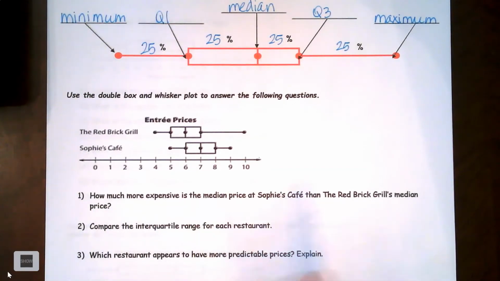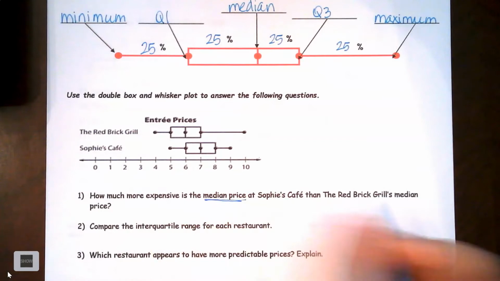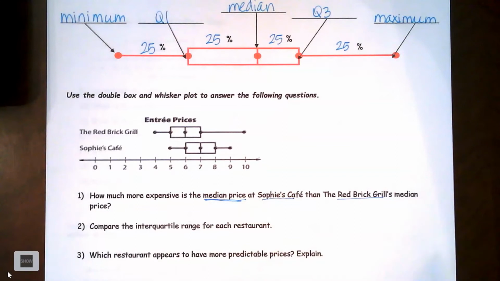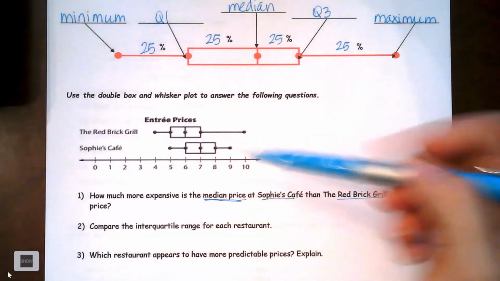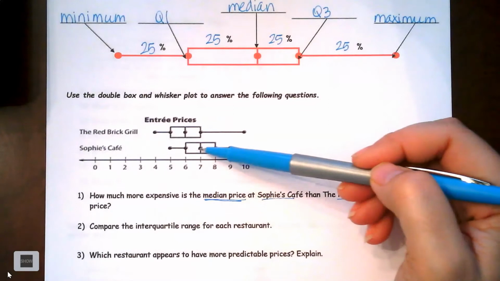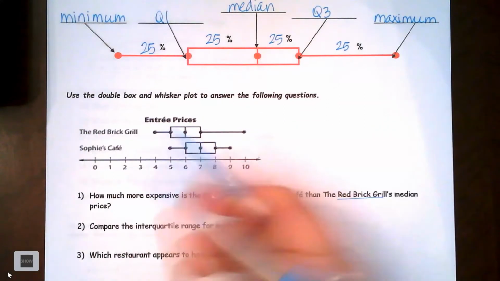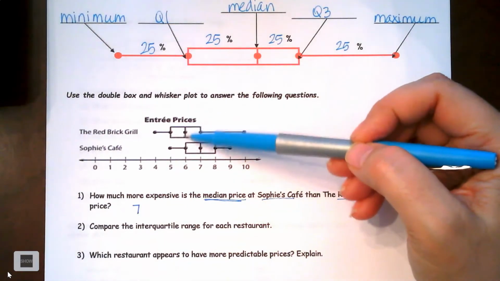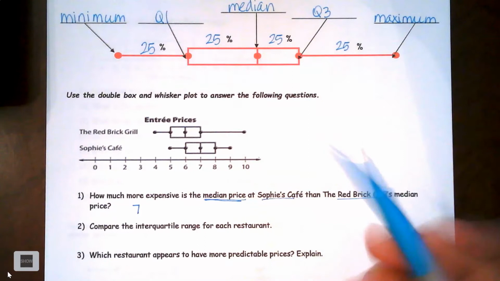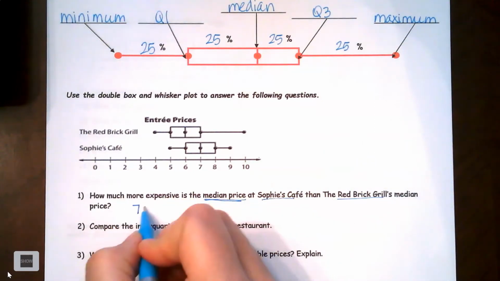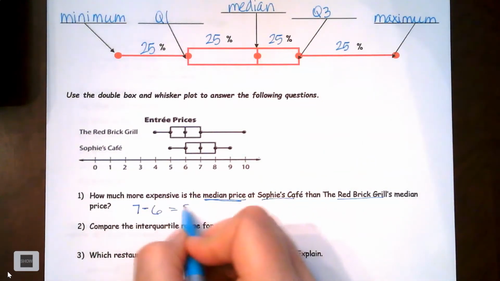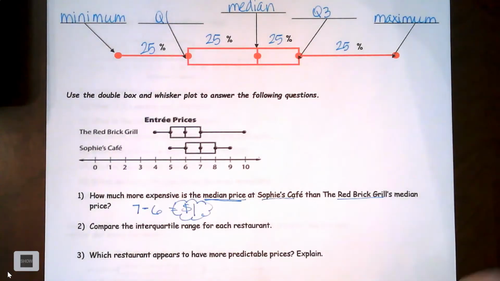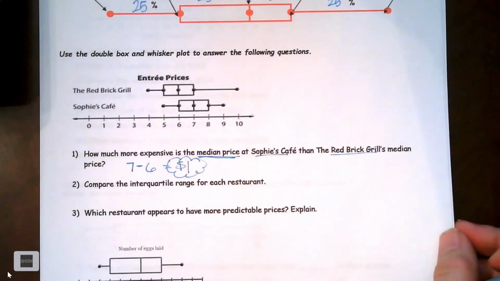The key here, guys, is to make sure that you read very carefully and understand the question. How much more expensive is the median price at Sophie's Cafe than the Red Brick Grill's median price? Alright, well, where's the median for Sophie's? Your Sophie's median is 7. And the median for the Red Brick Grill is in the middle of our box, which is 6. To find which one is more expensive, we're going to subtract the 2 and you get $1. Make sure you use your labels for these questions because we need to know what we're talking about.